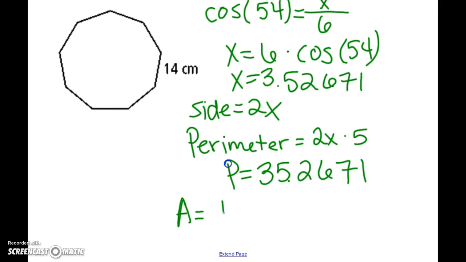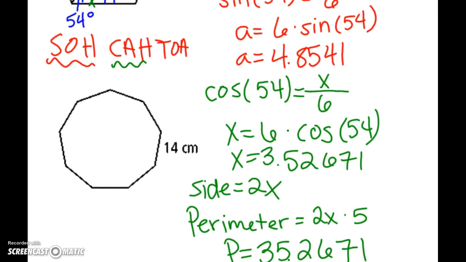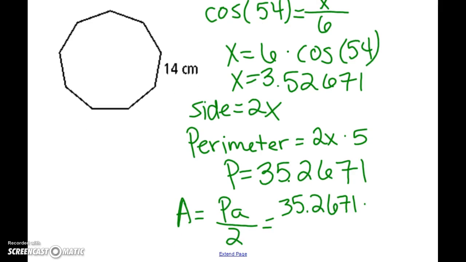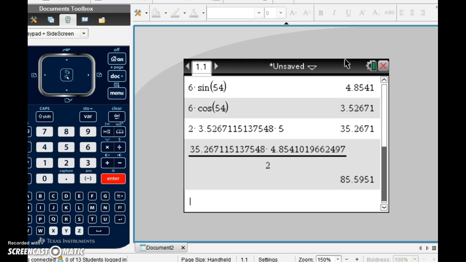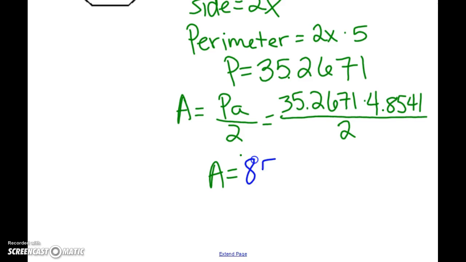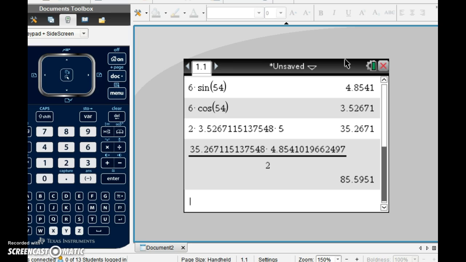Now I want to get the area. I have everything I need. The formula is PA over 2. Perimeter is 35.2671 times the apothem we got above, 4.8541, and I need to divide that product by 2. Again, calculator. When I plug those in, I appear to get 85.5951.